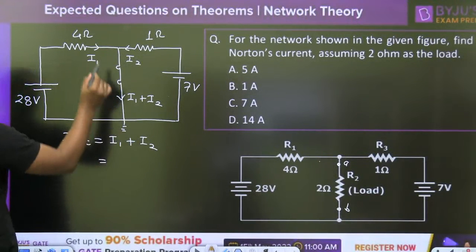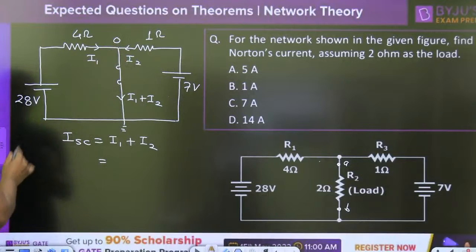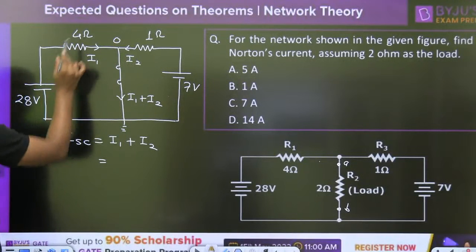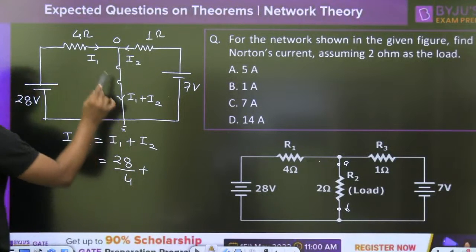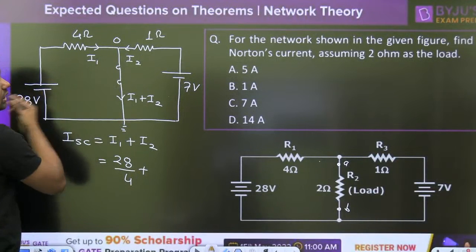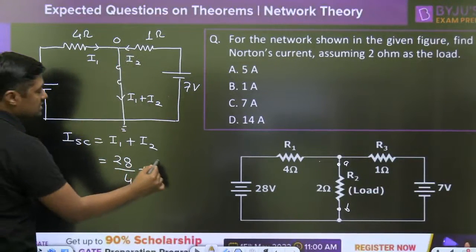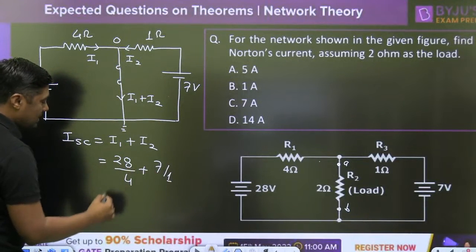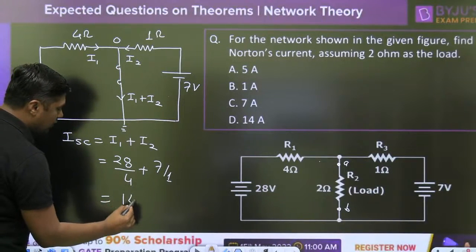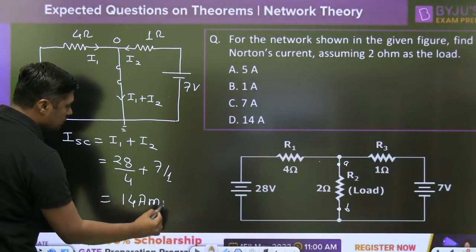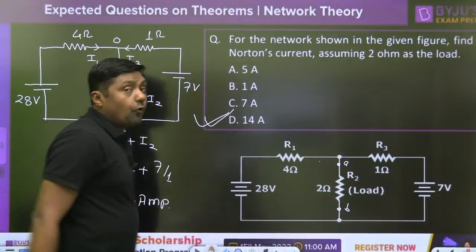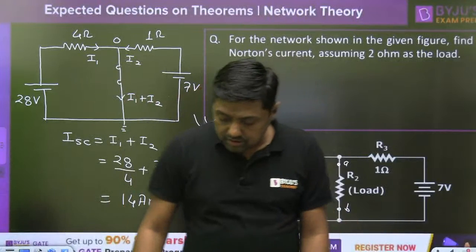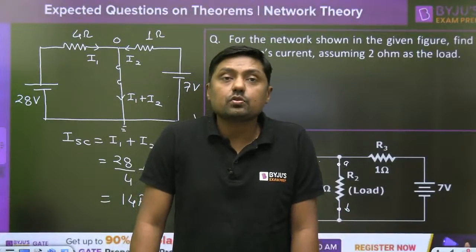Always remember, when it is short circuit, what is the voltage at this point? 0. I1 is equal to 28 by 4. What is I2 equal to? I2 is equal to (7 minus 0) by 1, which is 7 by 1. 7 plus 7, what is 7 plus 7? 14 ampere. That is the short circuit current. 14 ampere is the answer for this question.